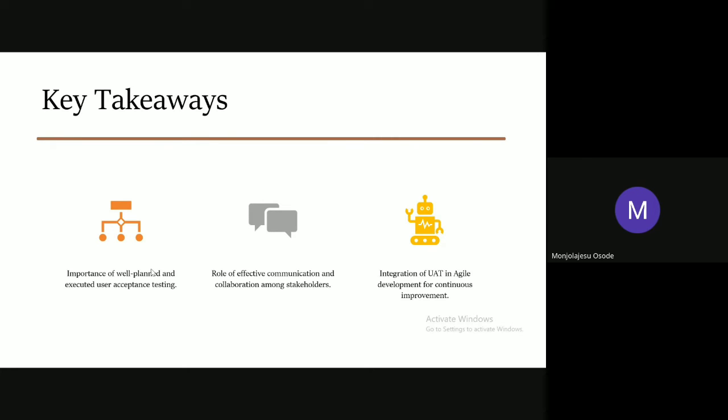So it's important that you plan accurately. Speak to your stakeholders, speak to everyone that needs to know about what is happening, even your teammates, your colleagues. You just need to let them know anything you need, let them be aware. Then the role of effective communication and collaboration among stakeholders, right? That is important. Let them know, this is what we are doing. This is the day we are doing it.